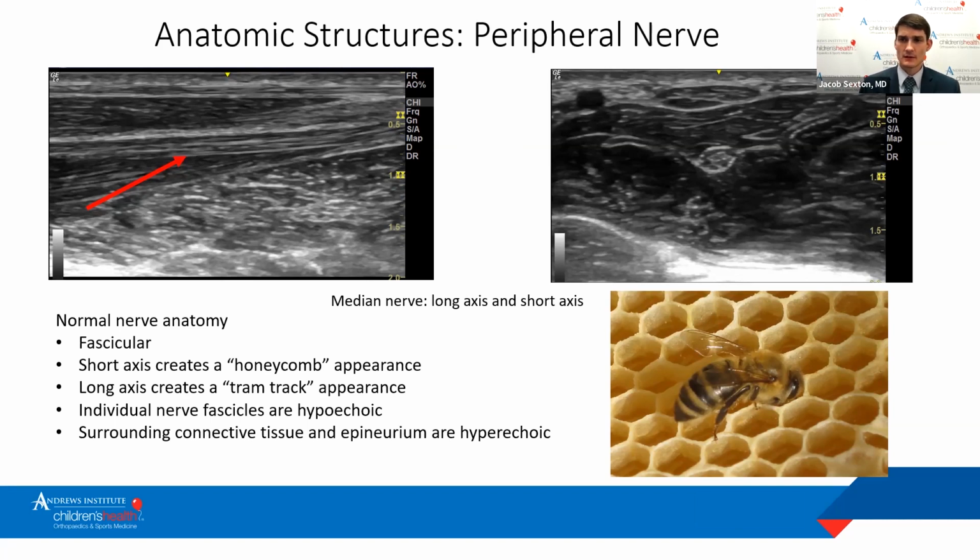So in long axis, the peripheral nerve is going to take on this tram track appearance here. This is the superficial portion of the median nerve right here.